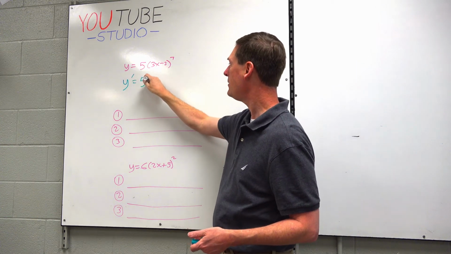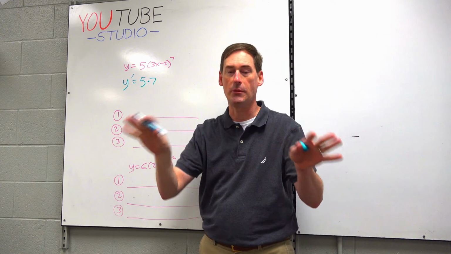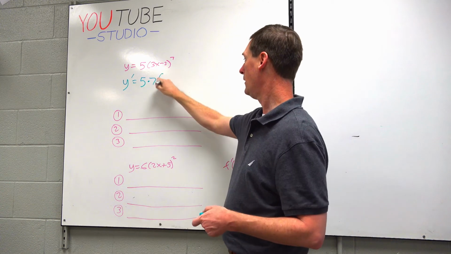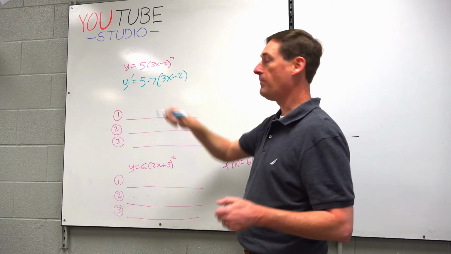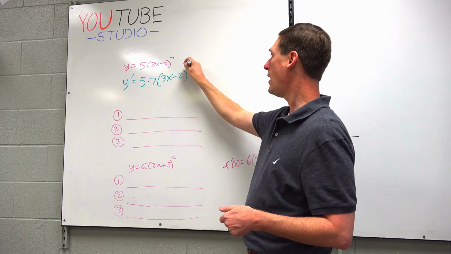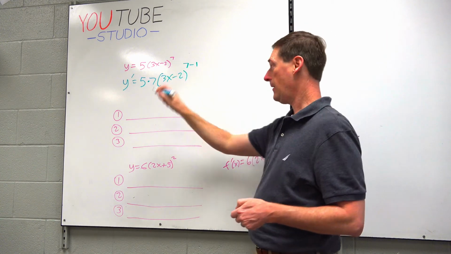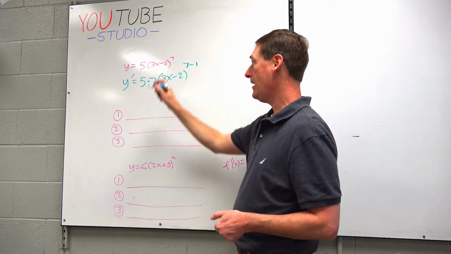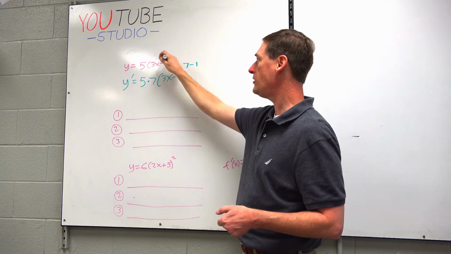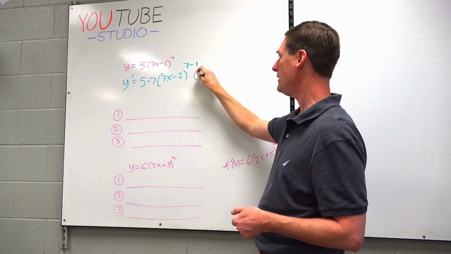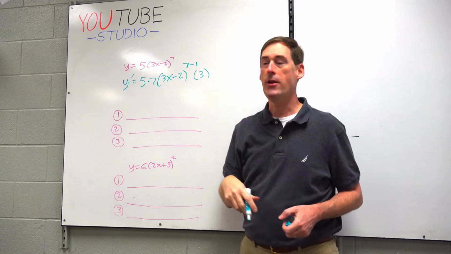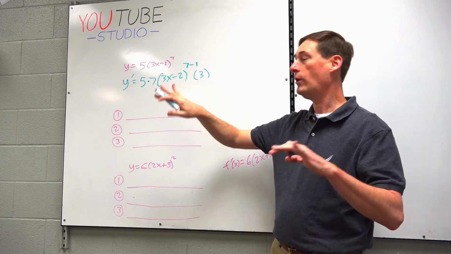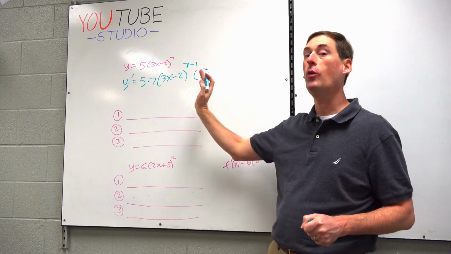We did 5 times 7. We won't even simplify that. It's 35, but the base stayed the same. The power dropped by 1. And then we multiplied by the mandatory chain rule. The derivative of the original base 3x minus 2 is times 3. And normally we would simplify that. We don't even have to simplify today. Just look at what you just did.